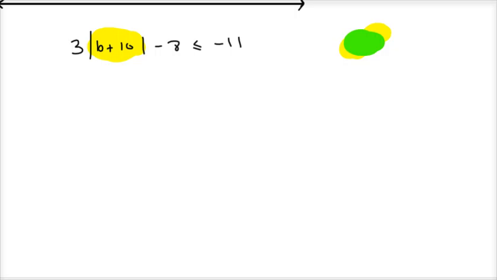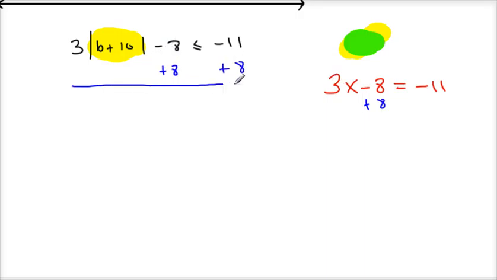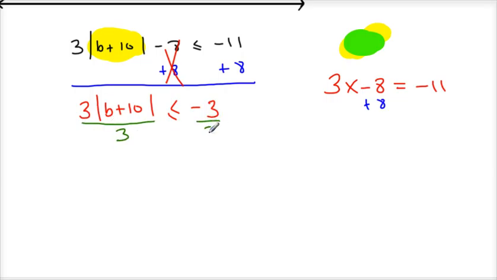So let's do that first. Let's get this absolute value on one side all by itself. This is the same as if you have 3x minus 8 is equal to negative 11. Your first step would be to add 8 to both sides. Same tactic here. I'm going to add 8 to both sides first. Bringing everything down, I have 3 times the absolute value of b plus 10. That goes away. It's less than or equal to negative 11 plus 8, which is negative 3. Then I'm going to divide by 3. Now I have the absolute value of b plus 10 is less than or equal to negative 1.